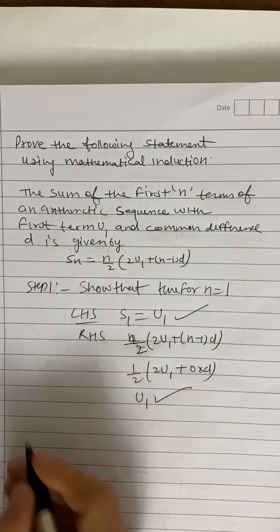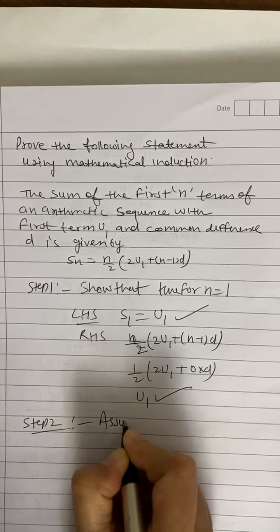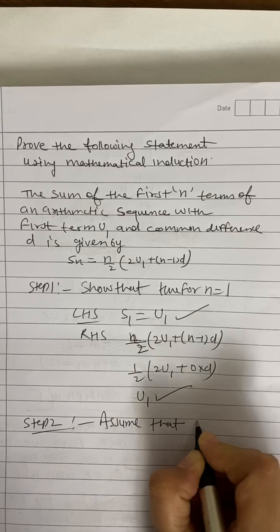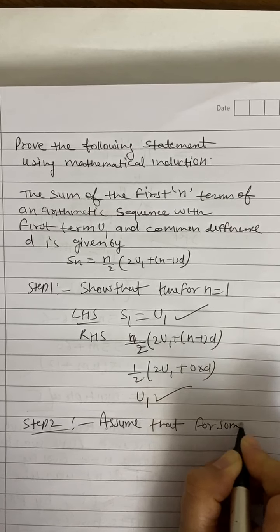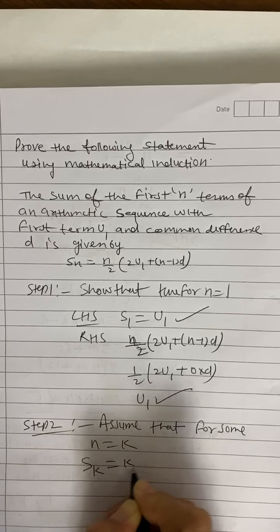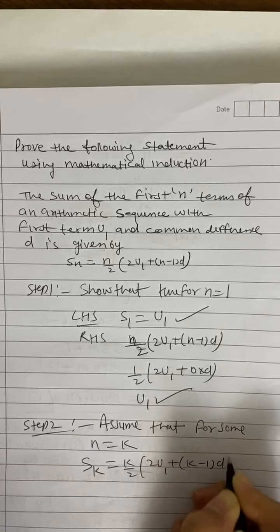So Sn is equal to n over 2 times (2u1 plus (n minus 1) d) is true for n equal to 1. Now step number 2, we need to make an assumption that the given statement is true for n is equal to k, which means Sk is equal to k over 2 times (2u1 plus (k minus 1) d).